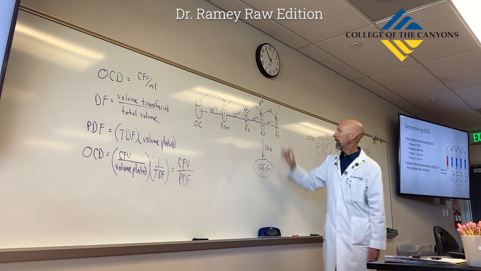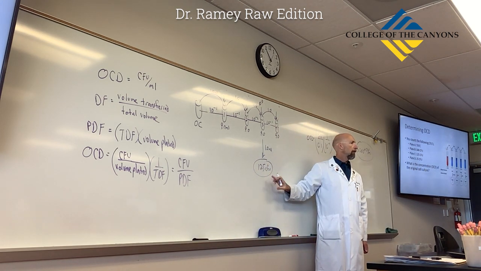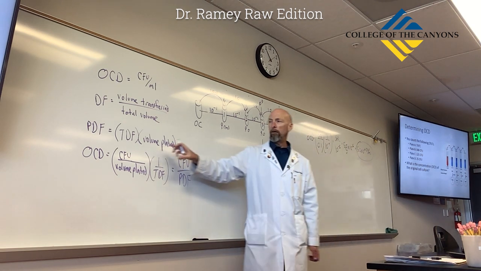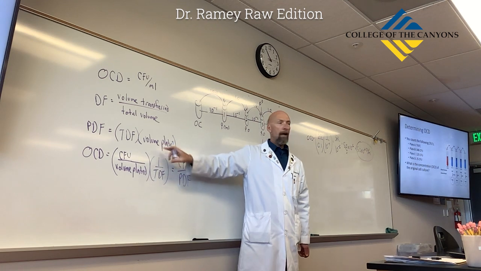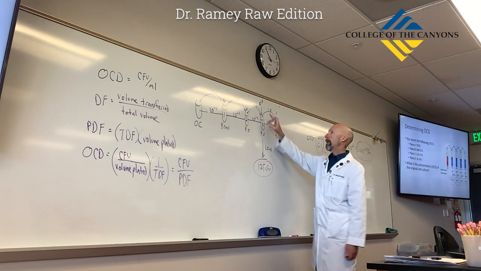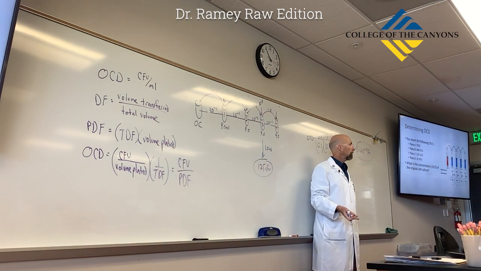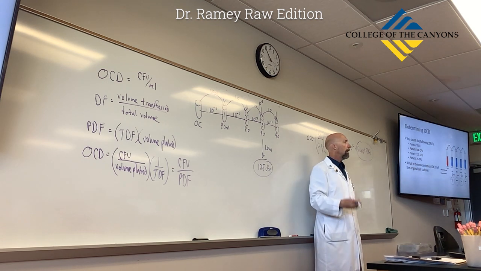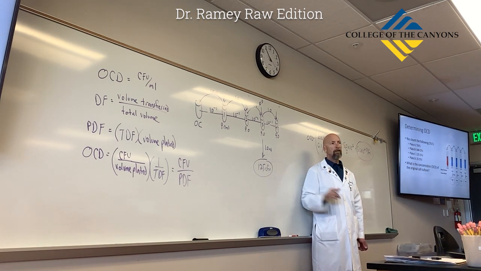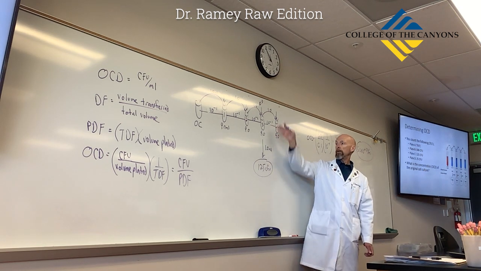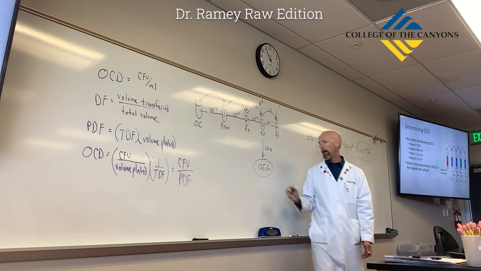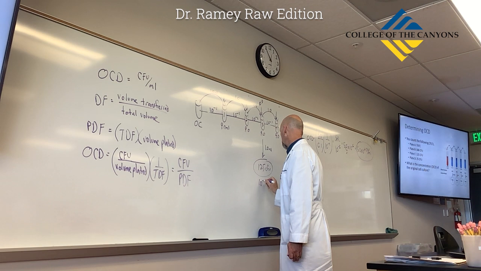Okay. So what is the plate dilution factor on this plate? Remember, the formula for plate dilution factor is the TDF of the dilution tube times the volume plated. You just calculated the TDF to be 10 to the minus 3. The volume plated is 1. So what is the plate dilution factor of this plate? 10 to the minus 3. Stays 10 to the minus 3. 10 to the minus 3 times 1 is 10 to the minus 3. So the PDF is 10 to the minus 3.